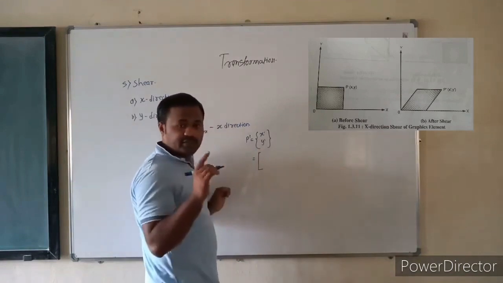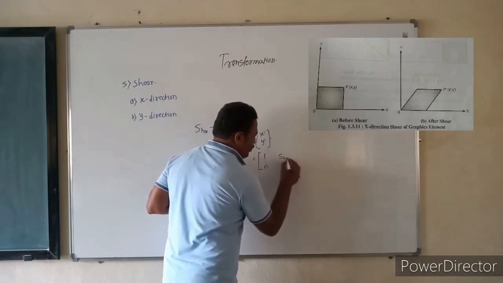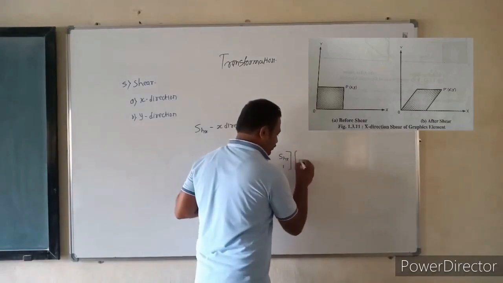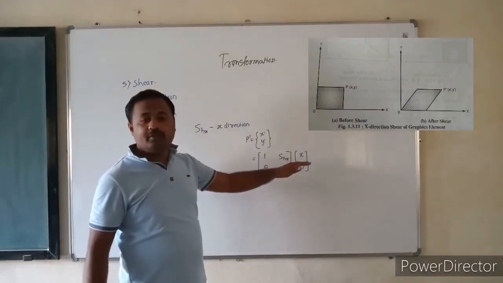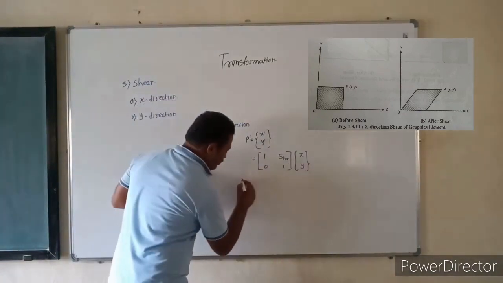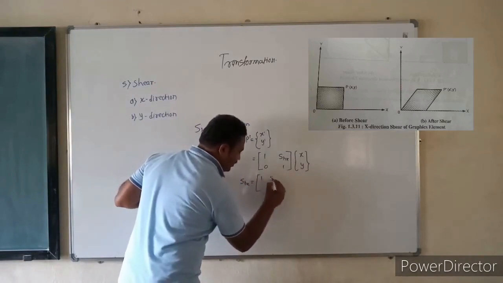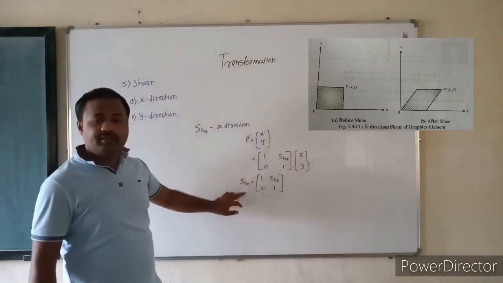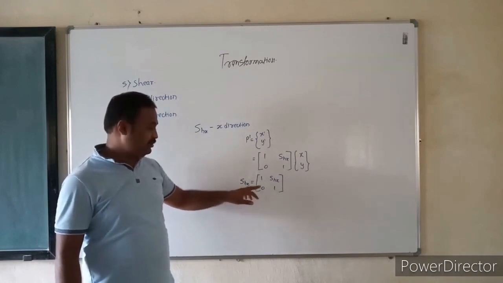x dash, y dash for shearing in x direction equals the matrix 1 SHx, 0 1, multiplied by (x, y). Therefore, the matrix for shearing in x direction is 1 SHx 0 1. It's the matrix for shearing in x direction.